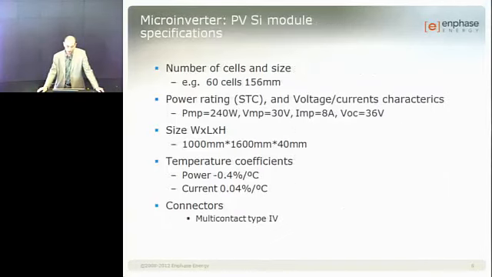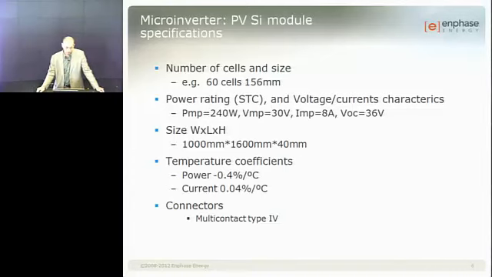Okay? So what's important when you try to match a module and an inverter? Well, number of cells and size is a big thing. Power rating and the voltage and current characteristics need to be considered. So as an example, I have a 240 watt maximum power point module with a 30 volt VMP and 8 amps IMP, which is maximum power current. Those are very typical characteristics for a 60 cell silicon module. And that's what we design our inverter to work with. Okay?